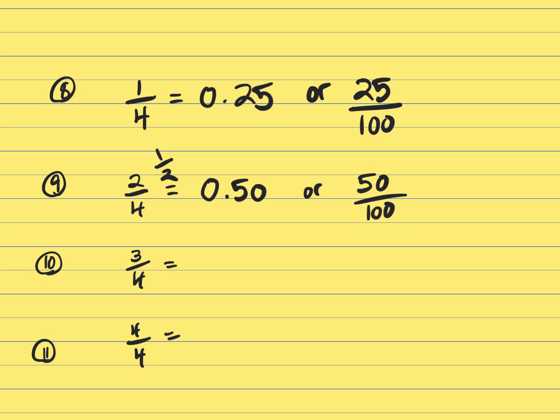So you can kind of see a pattern. Again, if you're thinking about money, we have 3/4. That would be 0.75. Or if we have 4/4, it would be 1 whole dollar, or we can even write it like this. Okay, so that's how you change fourths to decimals.